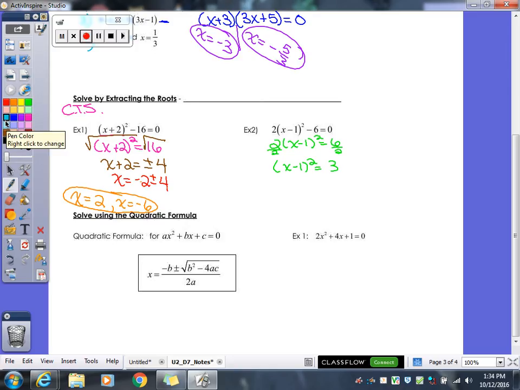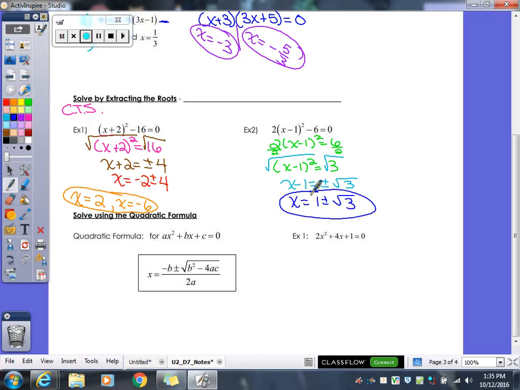So once you have your x minus 1 squared by itself, take the square root of both sides. 3 stays underneath the square root sign because it's not rational, it's irrational, so we leave it as radical 3. So then our last step would be to add the 1 over. And this time, yes, you have to write that 1 there, 1 plus or minus radical 3. It's not a coefficient. It's a standalone number, so it has to be there. So we have 1 plus radical 3 and then 1 minus radical 3.